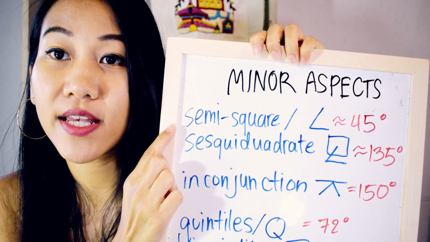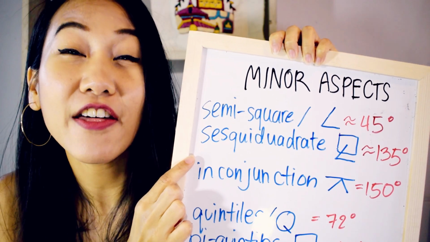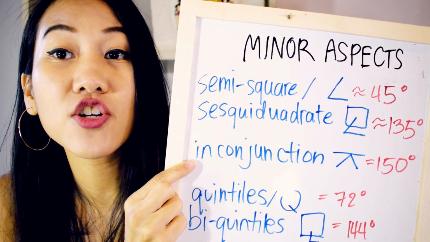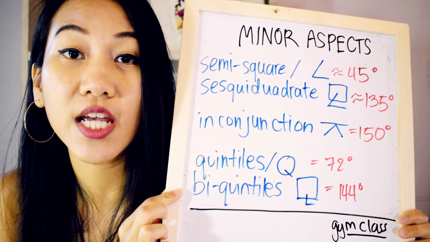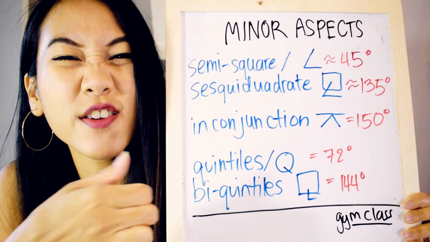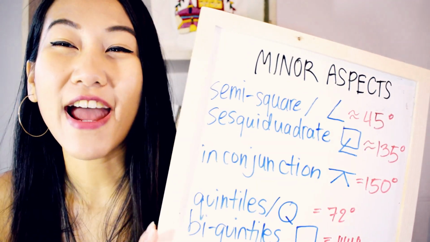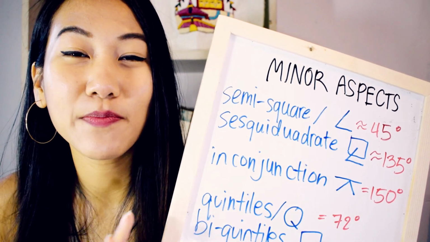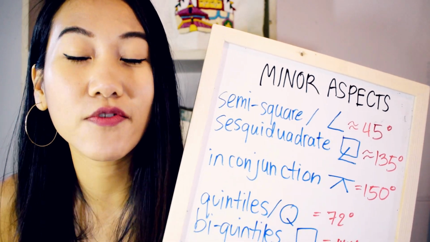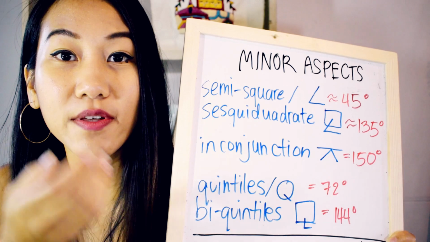For 30 days, chopping up your natal chart, going through each part of it. And today we're talking about the minor aspects, which are the semi-square or sesquiquadrate, which I will speak of together because they're kind of similar, the inconjunction, and the quintile and biquintile, which I will also speak of together because they're kind of similar. There are actually a lot of other minor aspects, but we're not gonna have time to cover all of them, so these are kind of the main ones.